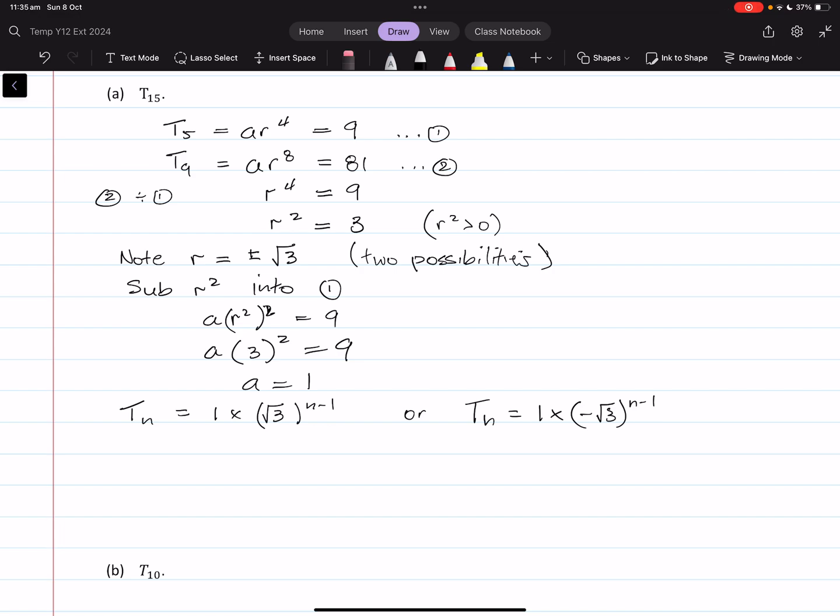Now, when we find term 15, that is going to be a outside of r, which is either the negative or the positive root 3 to the power of n minus 1. So 15 minus 1 is 14. You'll notice the power's even. So it's actually not going to matter whether or not it is the negative root 3 or the positive root 3. Both of them are going to give you the same answer here. And so we get, when you calculate that, 2187. So that's the 15th term.